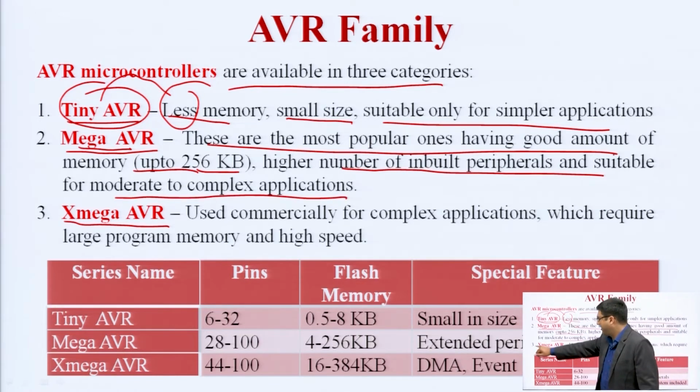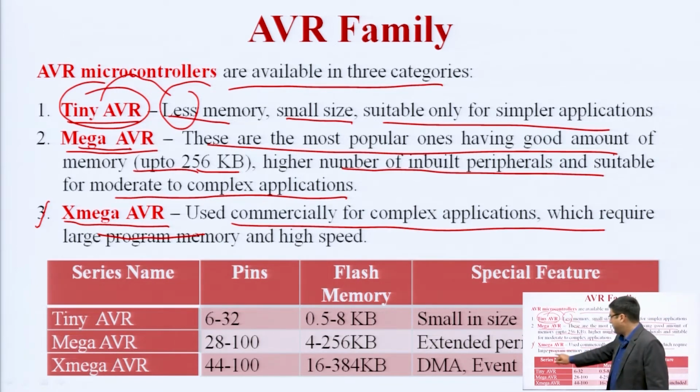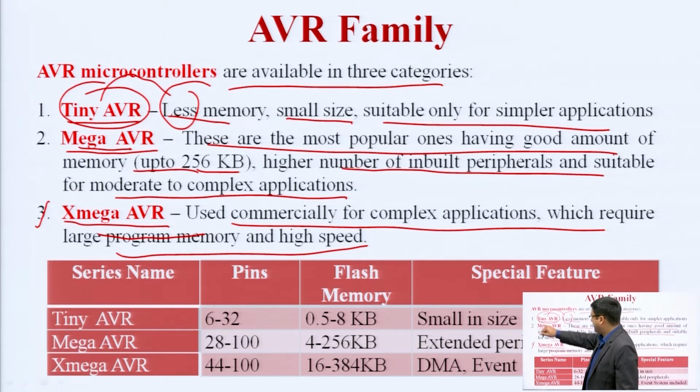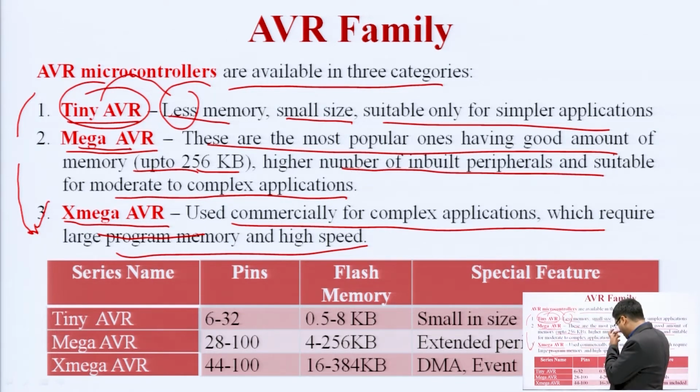After that there is the third category, the XMega AVR. XMega is used commercially for complex applications which require large program memory and high speed. So XMega AVR has more memory, more pins, and a larger size as compared to the other two categories.